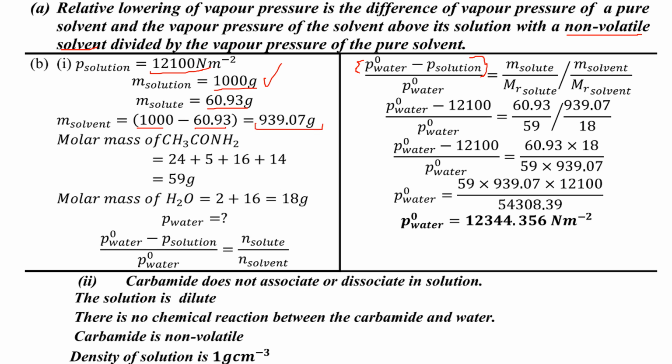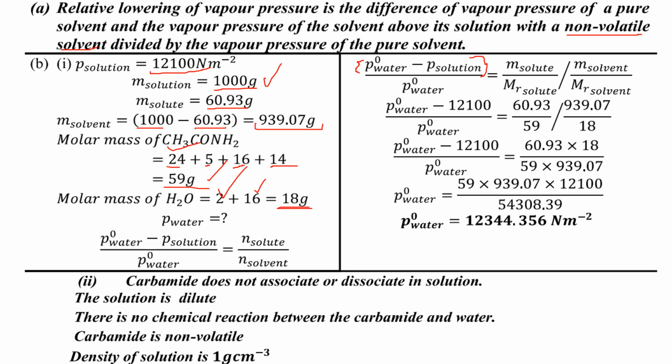and then you end up with 939.07 grams. Now the molar mass of the given compound is going to be 12 times 2 because you have 2 carbon atoms, and you end up with 24. For hydrogen, it's 5 times 1, which gives 5. For oxygen, 1 times 16 gives 16. And for nitrogen, 1 times 14 gives 14. So the molar mass is going to be 59 grams. Now to get the molar mass of water, it's 2 times 1 for hydrogen to get 2, and 1 times 16 to get 16. So the molar mass of water is 18 grams.